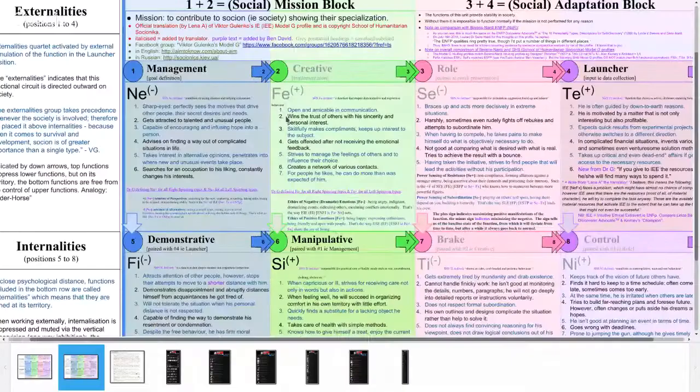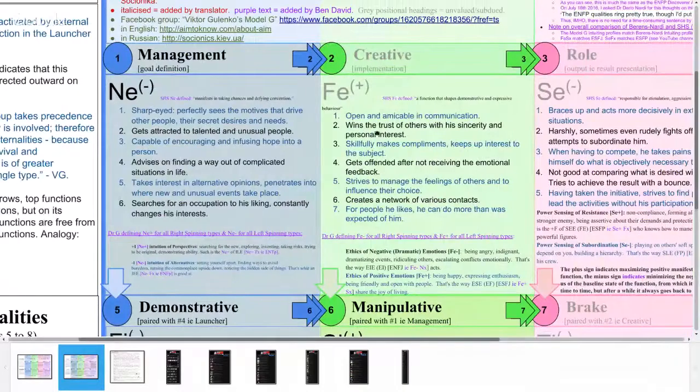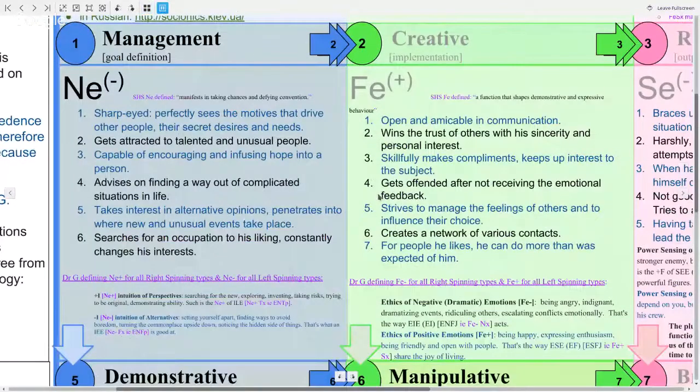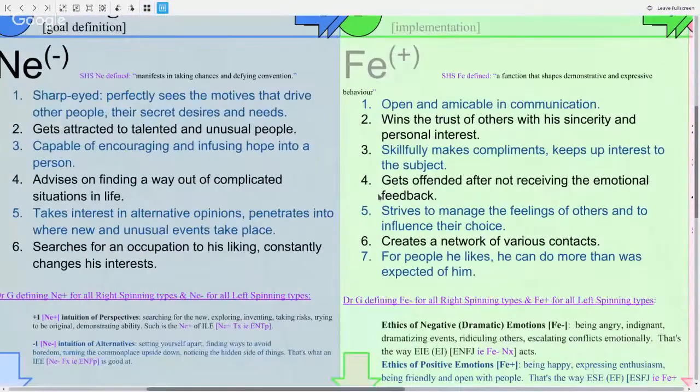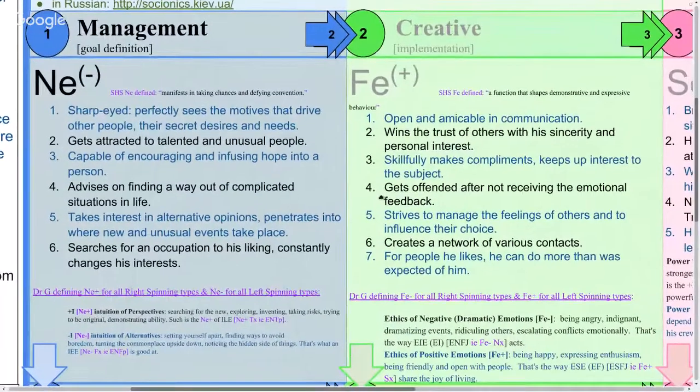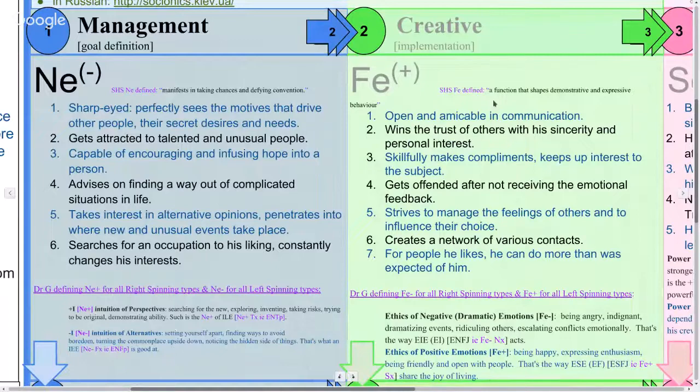How they can get their ideas across, express them in a way where they come across as more charismatic than ENFP. Sorry, ENTP. Right, so Fe defined. You'd have to trust me on this one because it's very small. A function that shapes demonstrative and expressive behavior, or rather demonstrative. Really, that should be indented up there.